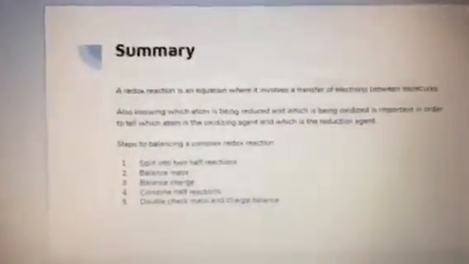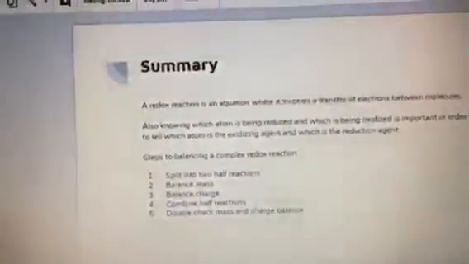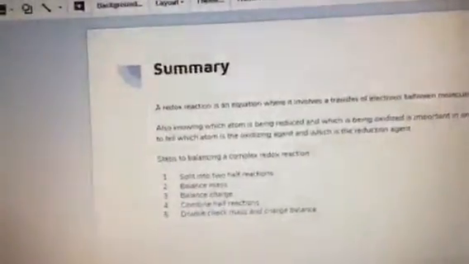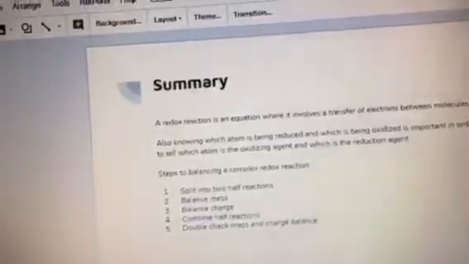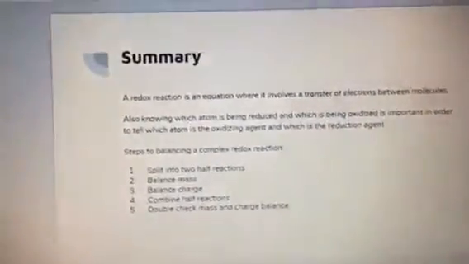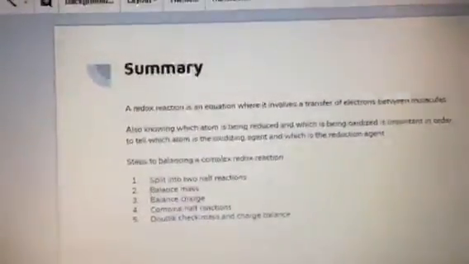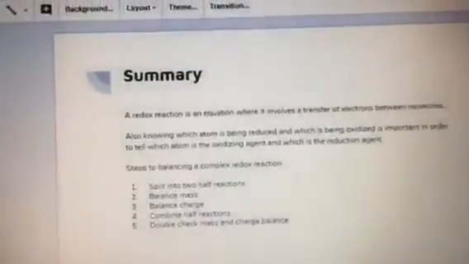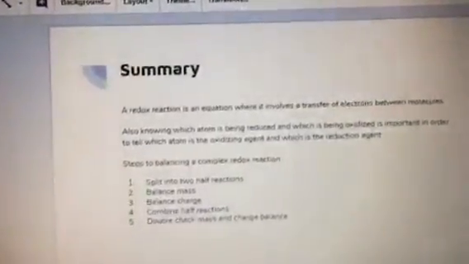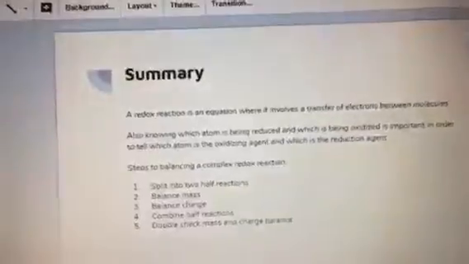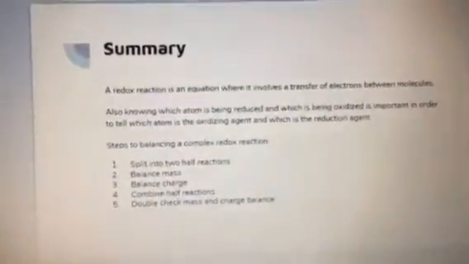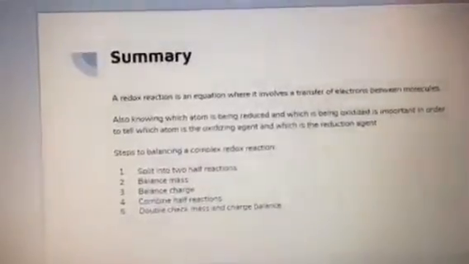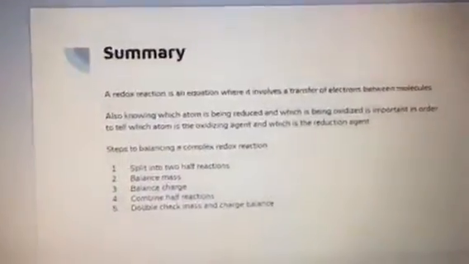As I'm beginning to close this presentation, I just want to go over a little summary about how redox reactions are the transferring of electrons and how to determine the oxidizing party and reduction party. We split the reactions, balance the mass so the products equal the reactants, balance the charge, combine the reactions, and make sure to balance and cancel the electrons. Then we double check that all the previous steps were correct.